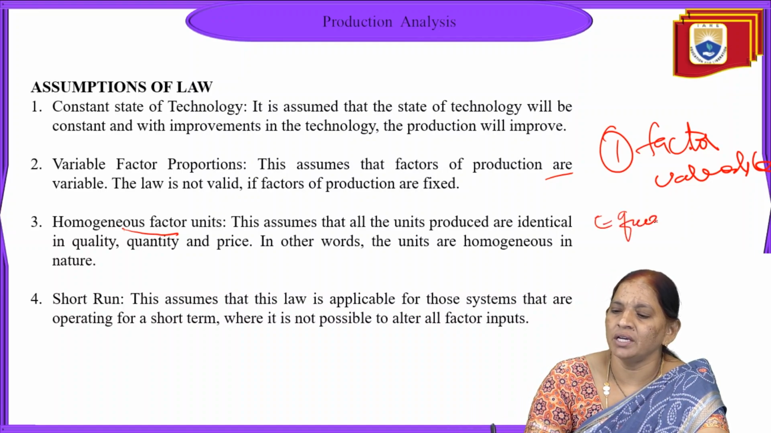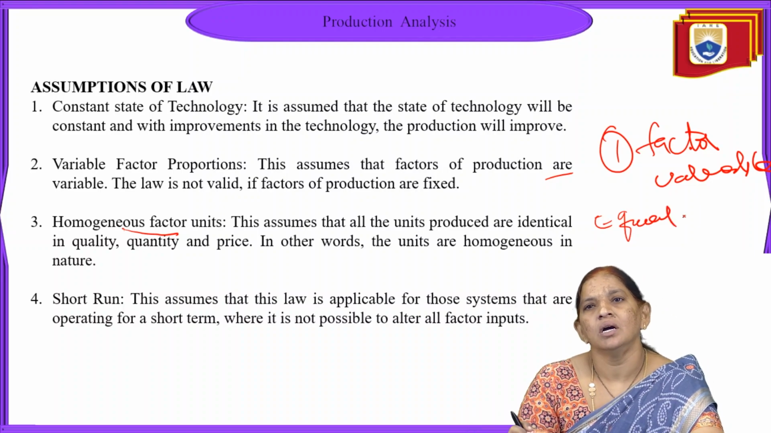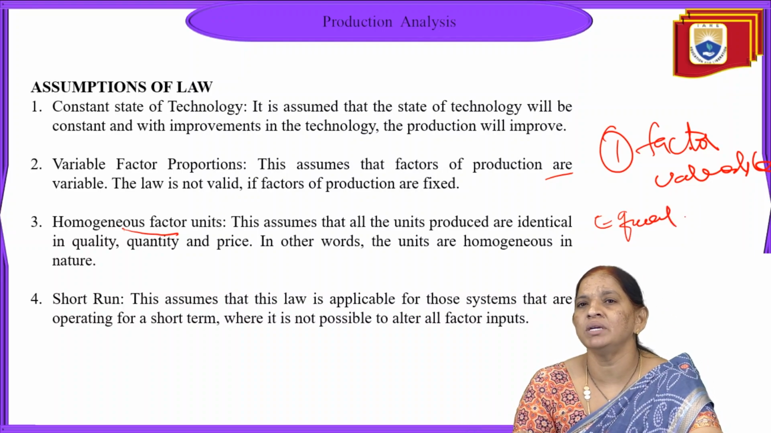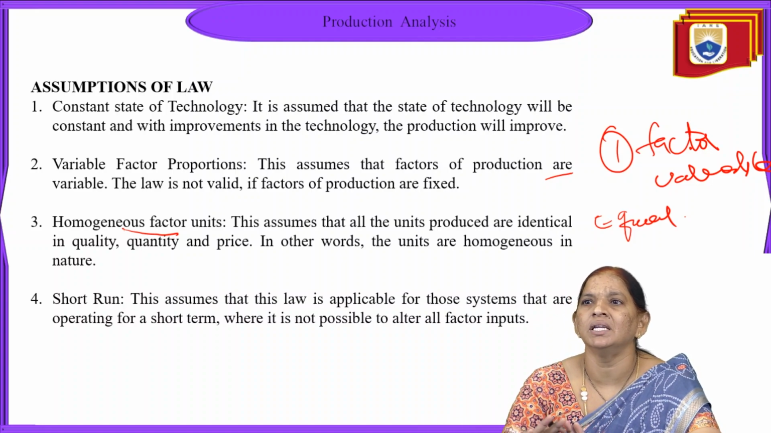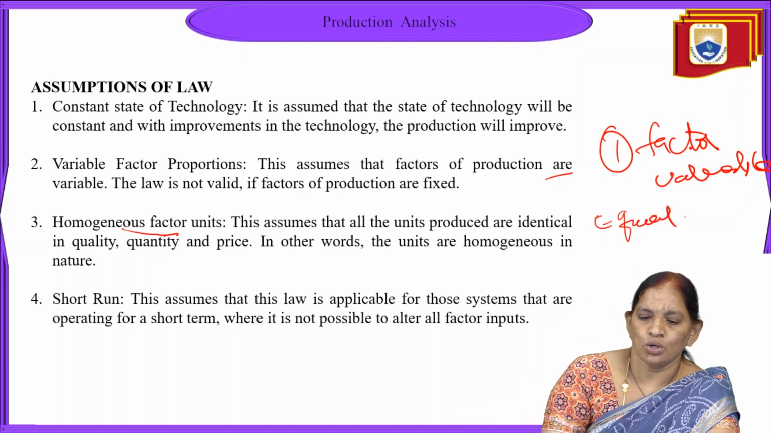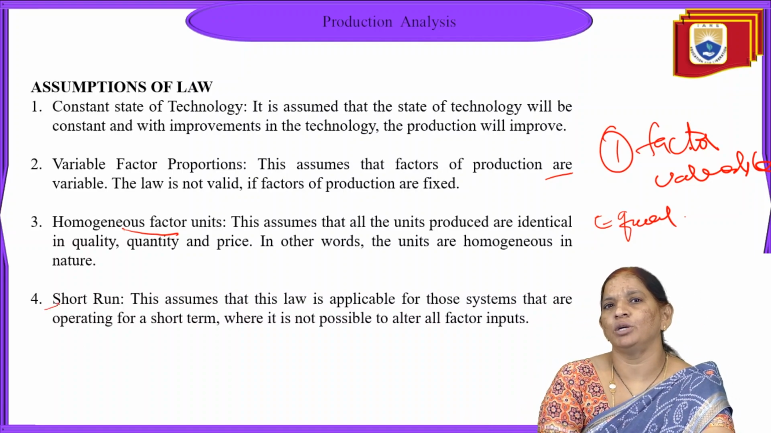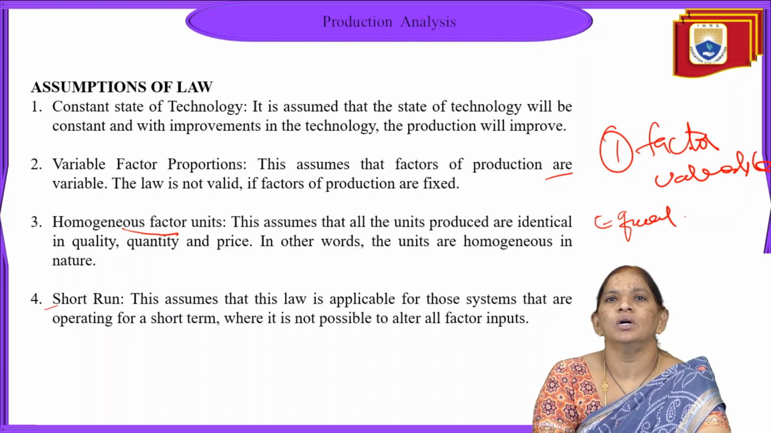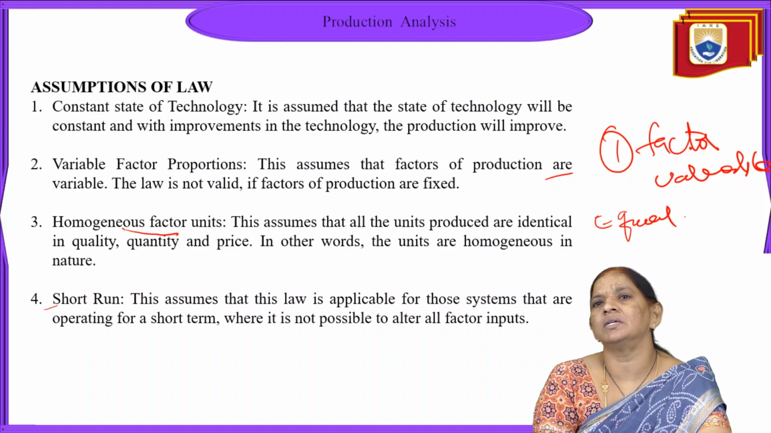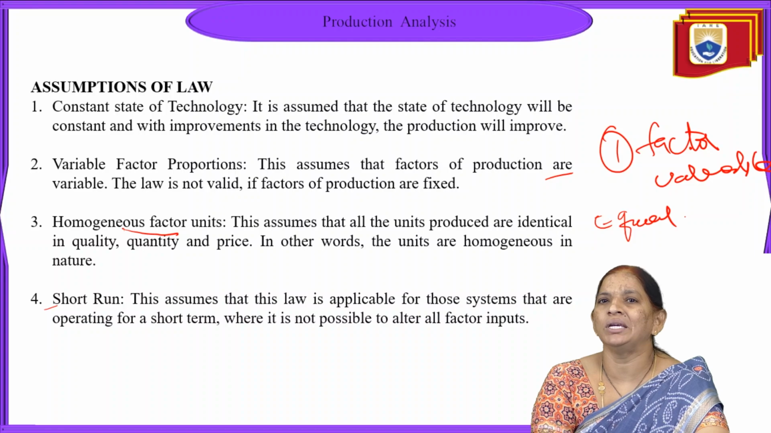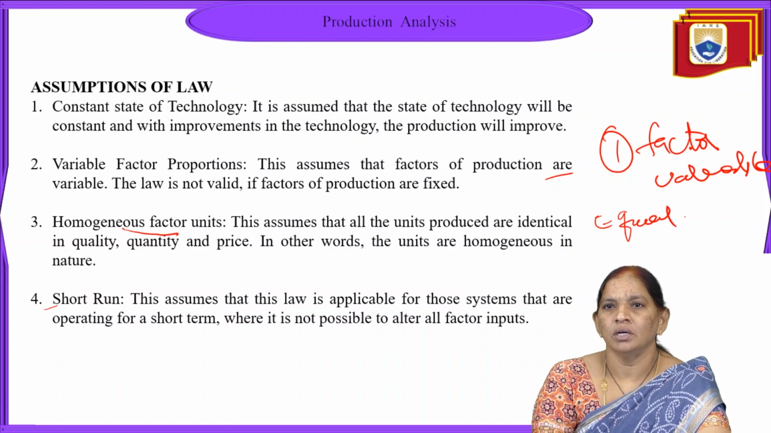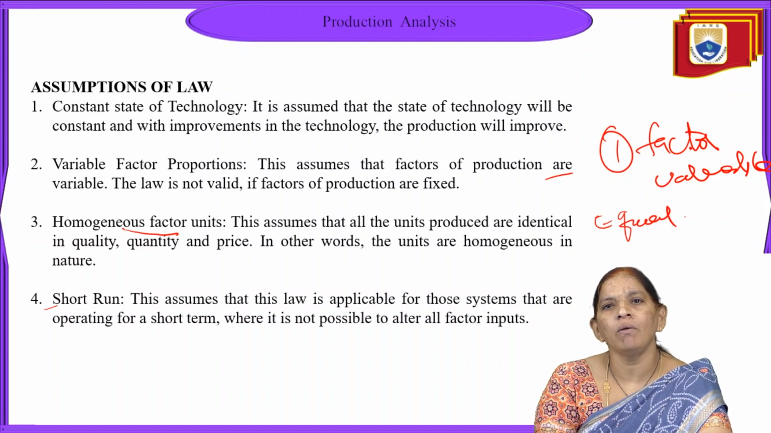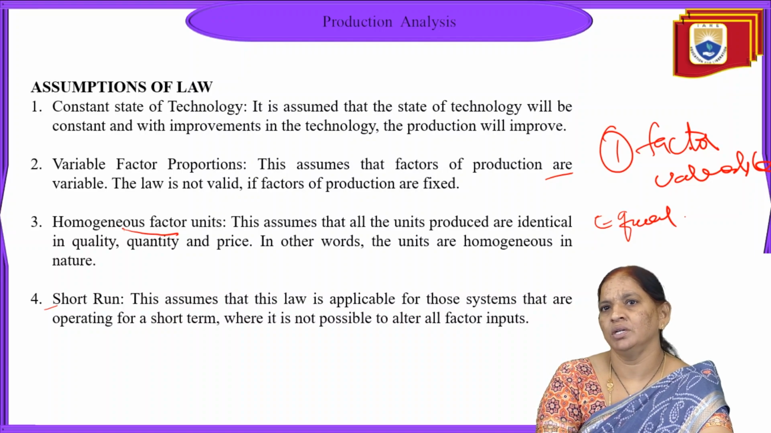There should not be any sort of change in the cost, quality, price, and means distinction should not be there. Means all must and should be equal and the same. Next, as the law of variable proportion indicates, it is about the short run, so this assumes that this law is applicable only for a short period of time, where it is not possible to alter all factors of production. As we know, all factors of production cannot be changed.